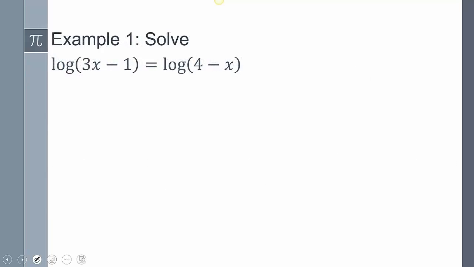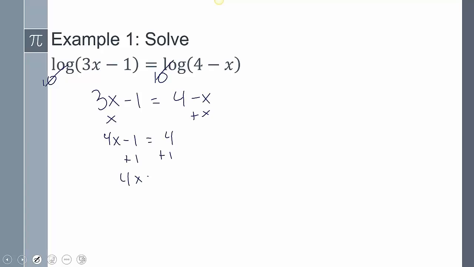So let's look at this first one. Solve for x. Well, I have a log on both sides. It's only one log on both sides, and so we can convert it into exponential form. This is log, so base 10. Well, when you do that, it cancels out, and so you get 3x minus 1 equals 4 minus x. Now all I want to do is just get x by itself. So add x to both sides, so I get 4x minus 1 equals 4. Add 1 to both sides. You're going to get 4x equals 5. Divide both sides by 4. You get x equals 5 over 4.